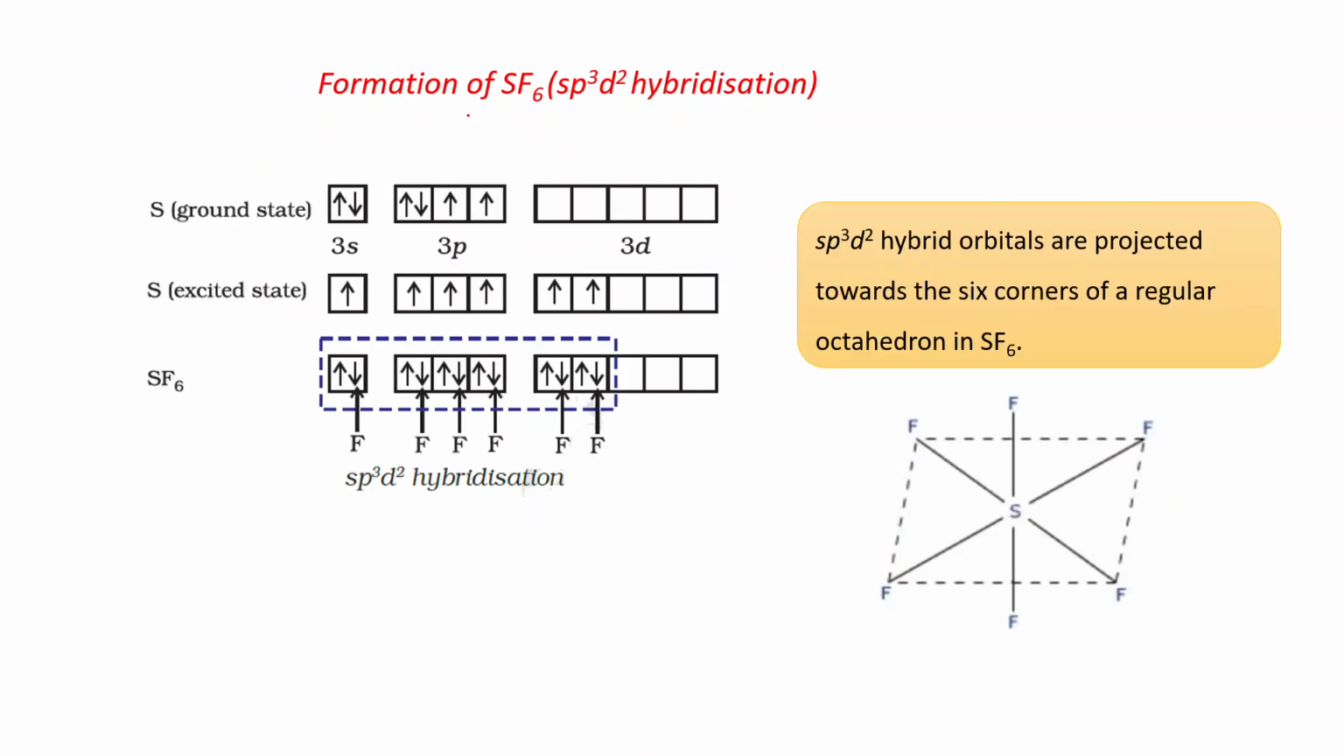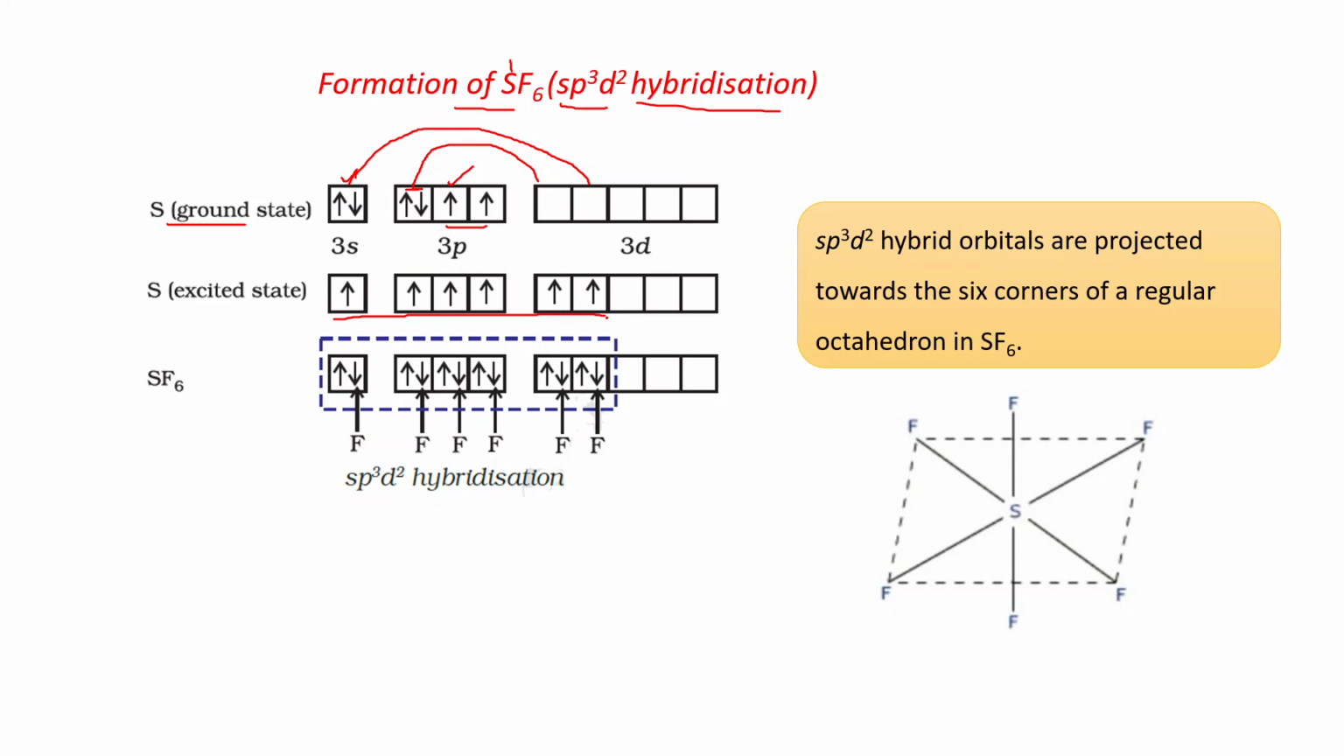Now come to formation of SF6. In SF6, sulfur undergoes sp3d2 hybridization. How? In the ground state, the outermost electronic configuration of sulfur is 3s2 3p4. But there are only two half-filled orbitals, while in SF6 sulfur is forming 6 bonds. That's why one electron from 3s and one electron from 3p, which are paired, jump to the empty 3d orbitals. Now you can see there are 6 half-filled orbitals.